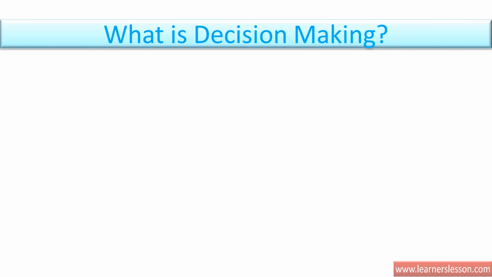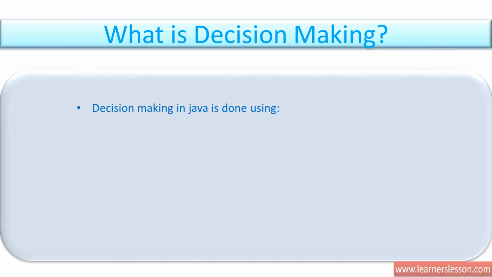So what is decision making? In your everyday life, you have to make some decisions. Say in the morning, if you want to go to school or college or office, you have to decide whether you are going to take a bus, a cab, or a train. The same thing applies to Java as well. Java also makes decisions, and decision making in Java is done using the if statement, else statement, or else if statement. So we will be explaining if, else and else if with a few examples.